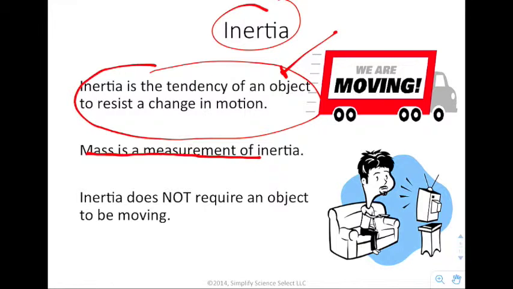An object can have a large amount of inertia and at the same time have zero momentum. Okay, because inertia does not require an object to be moving. So this guy who's sitting on the couch has zero momentum, but he has some sort of inertia because he has some sort of mass.